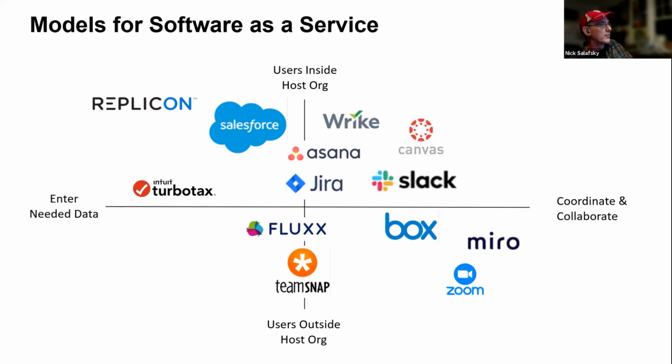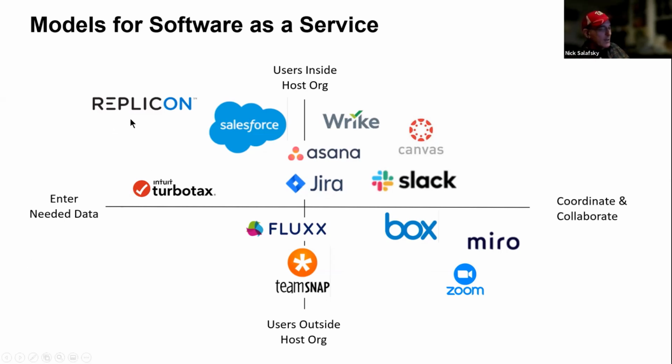When you look at software as a service, we did a little bit of thinking about the different types of systems that are out there. And we realized that there's really 4 quadrants of how you can think about software as a service. And so this is important so that you understand where our pricing model is coming from. So many software systems like Salesforce or TurboTax or Replicon, which is our time tracking system that we use at FOS, in those cases, it's used by people inside a host organization, and they're entering needed data.